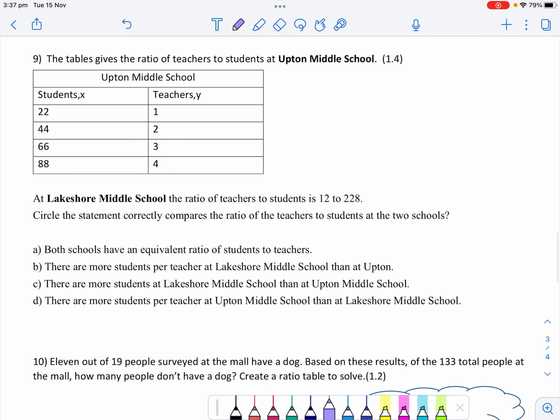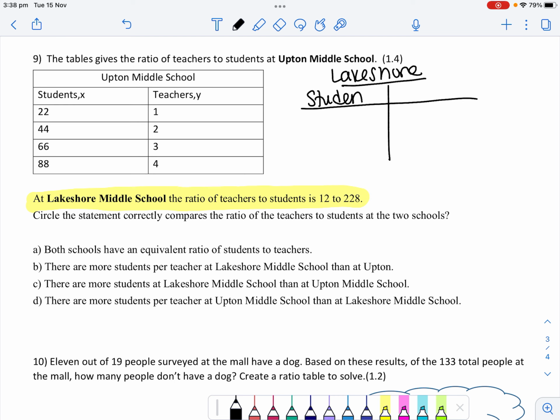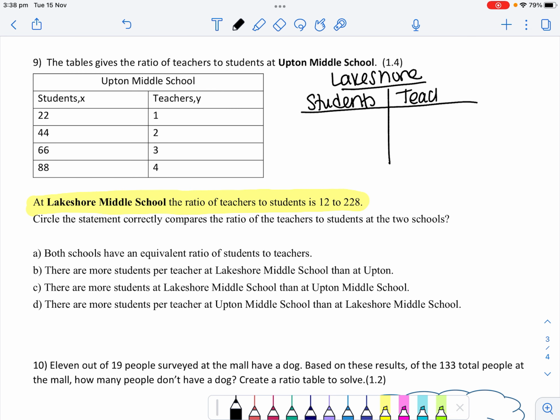Number 9 says, the table gives the ratio of teachers to students at Upton Middle School. So it looks like 22 to 1, 44 to 2, 66 to 3, and 88 to 4. And then they give me Lakeshore's ratio in words. At Lakeshore Middle School, the ratio of teachers to students is 12 to 288. So I'm going to set up a very similar looking table for Lakeshore. So I'm going to have students and teachers. And I've got 228 to 12.